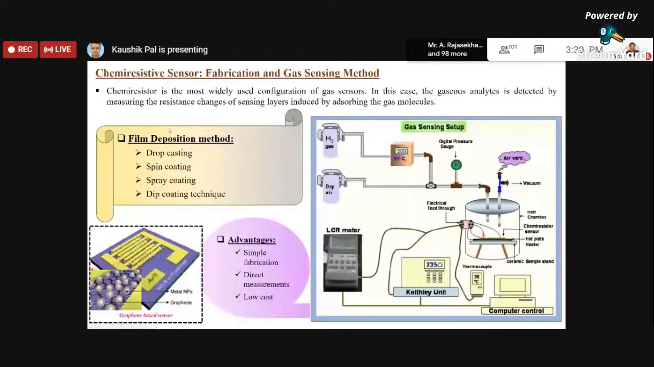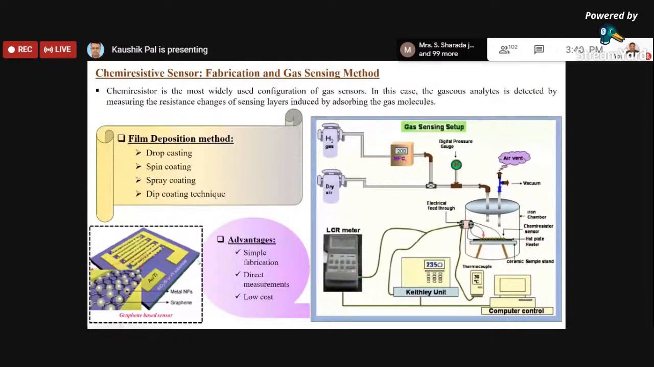So chemi-resistor is the most widely used configuration of gas sensors. In this case, a gaseous analyte is detected by measuring the resistance change of the sensing material, introduced by absorbing the gas molecules onto the sensor surface, as I have already explained to you. So how are we making the thin films onto the materials, or maybe onto the IDE basically. IDE is nothing but the interdigitated electrodes. So this is an example, or maybe an image of the IDE.